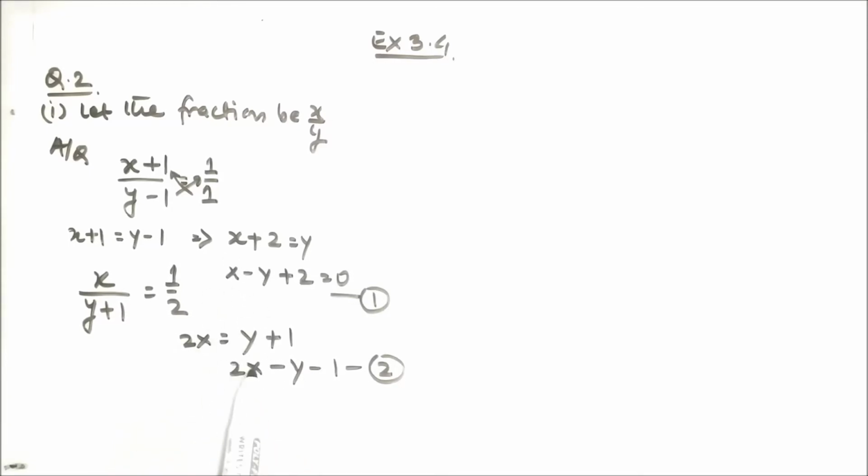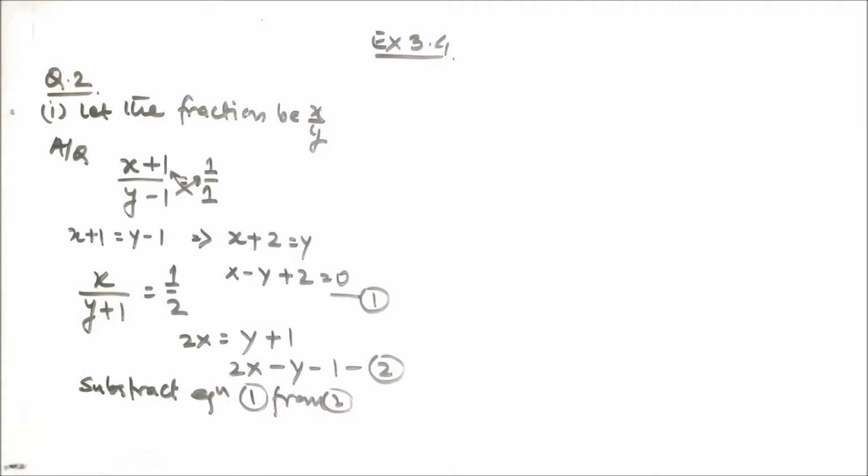But we need to add or subtract. Okay, we will subtract here because both are negative sign. If you subtract, one sign will get changed, it will be plus. So minus and plus will cancel each other. Okay, so we will subtract equation 1 from 2. You can subtract 2 from 1 also, no problem.